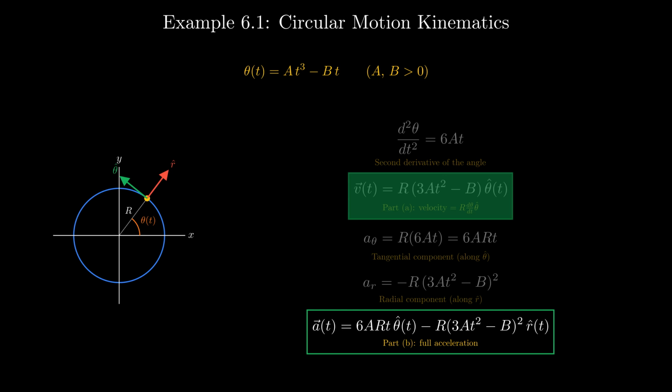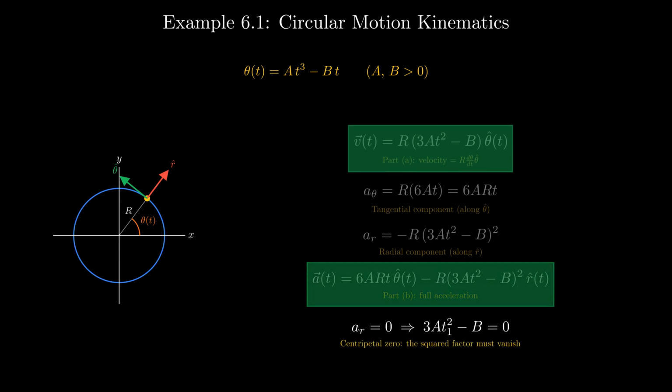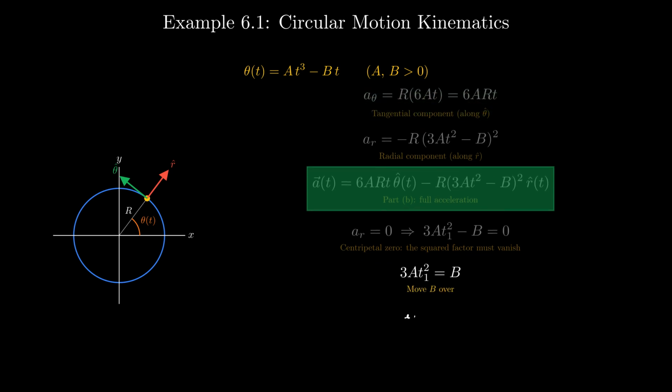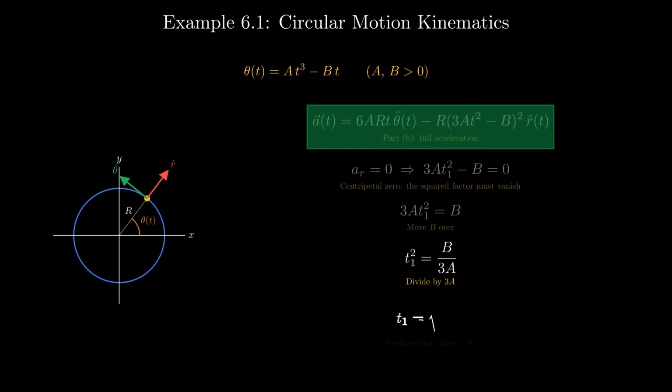Finally, when is the centripetal acceleration 0? The centripetal or radial acceleration is that minus r times d theta dt squared term. r is not 0 and the square is 0 only when the thing being squared is 0. So we need 3a t squared minus b to equal 0. Solve for t. Move b to the other side to get 3a t squared equals b. Divide by 3a to get t squared equals b over 3a. Take the positive square root, since time is positive, and the centripetal acceleration vanishes at t1 equals the square root of b over 3a.